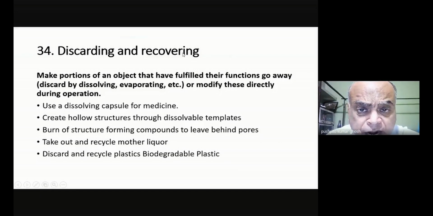You could also look at discarding and recovering in other ways. For example, you're carrying out a reaction, you're crystallizing, and you're getting your mother liquor, and you recycle your mother liquor, and you're left with your pure product. So you're discarding and recovering. Or take today's biodegradable plastics, because what do you want to do? You want to use it, and later on, you either discard it and it decomposes and forms carbon dioxide, or better still, the plastic can be recycled to monomers, or even to the polymer, which would be great. Those would be all examples of discarding and recovery.